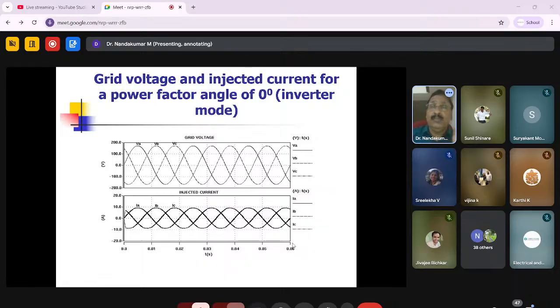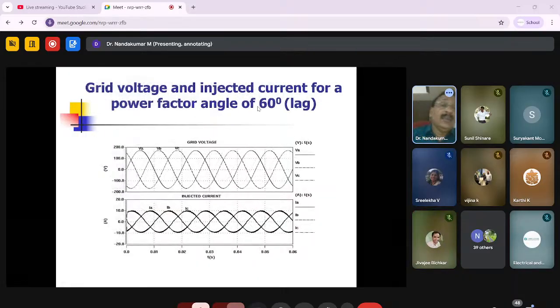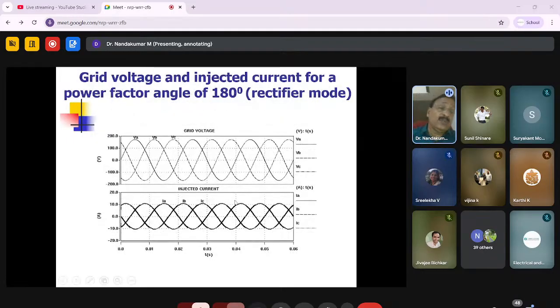Actually it is battery to the grid, vehicle to the grid. We can say V2G transfer. In an EV case, because the battery is there, its power is transferred to the grid. In that case, the power factor angle equals 0 degrees, and the injected current is in phase with the grid voltage. You can have any angle; I have done 60 degrees lagging, so that real and reactive power can be injected. And at 180 degrees, the injected current is made 180 degrees out of phase with the grid voltage.